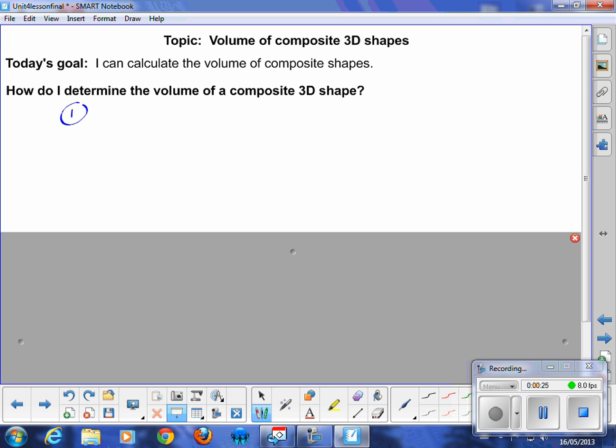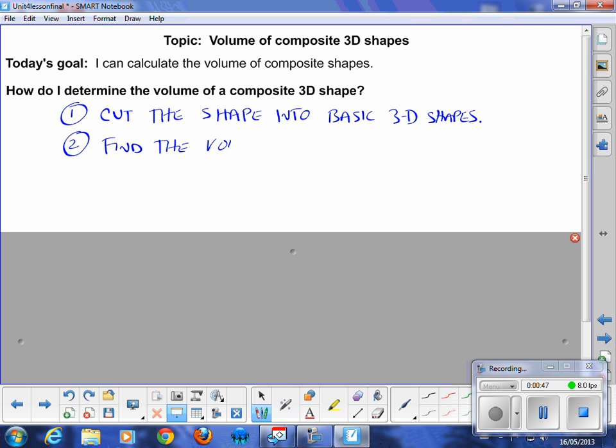So step 1 is we're going to cut the shape into basic 3D shapes. All right, so we're going to divide this composite shape up into 3D shapes that we know. Second, find the volume of each basic shape. And then the third and final one is, add the volumes together to find total volume.